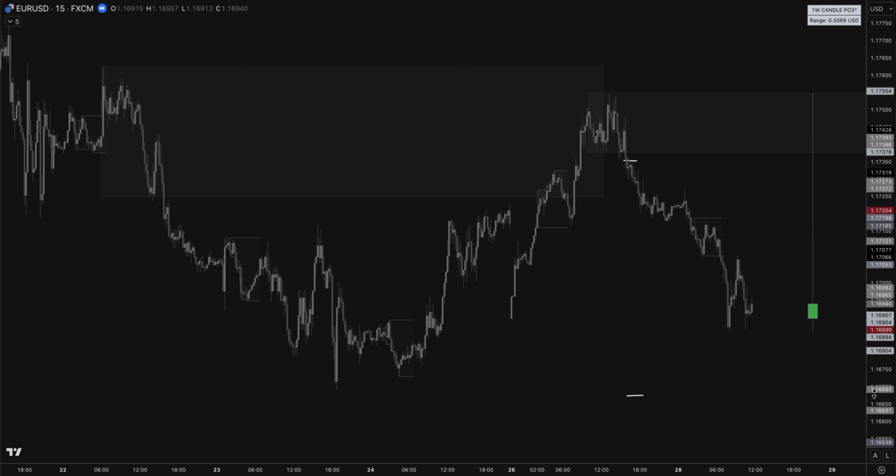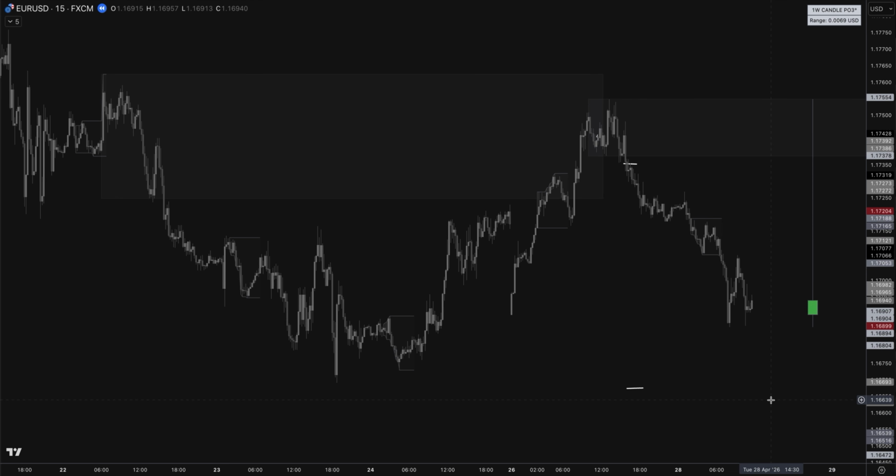So I hope that little trick is going to be useful for you guys, and you're going to start to see more examples of that as you trade live.